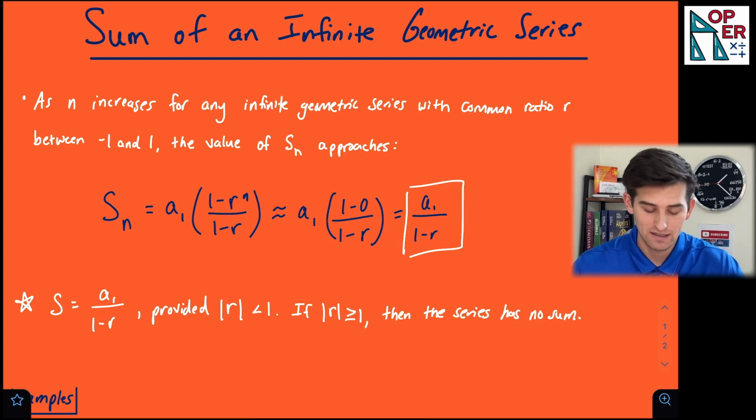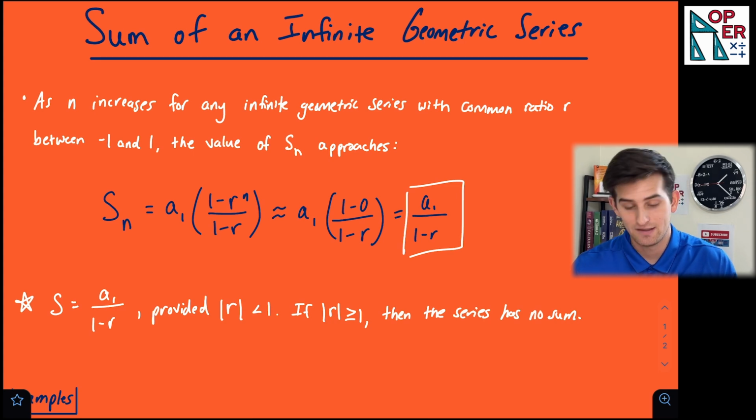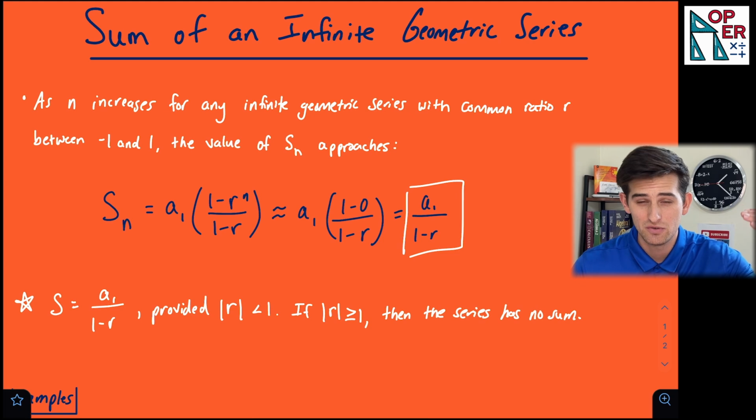Now this is provided the fact that the absolute value of r is less than 1. So if the absolute value of r, our common ratio, is greater than or equal to 1, then the series in that case would have no sum. Technically we have an infinite geometric series, so it has an infinite number of terms, but we would still be able to find the sum because, as seen in a previous video about partial sums, there is going to be a value that our sum is going to approach as we continue to increase the number of terms that we have.